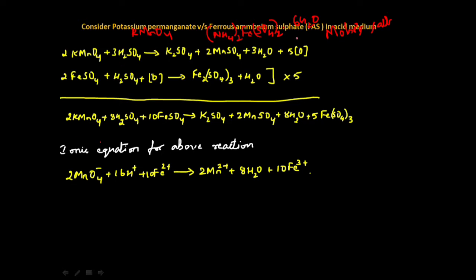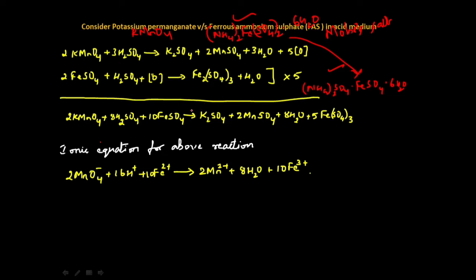And in some books you might have observed this. They will write like this: ammonium sulphate, that is (NH4)2SO4 dot ferrous sulphate, that is FeSO4 dot 6H2O hexahydrate. So both are the same only. Okay, so it is nothing but Mohr's salt or ferrous ammonium sulphate. So here also, this titration involves a redox reaction.